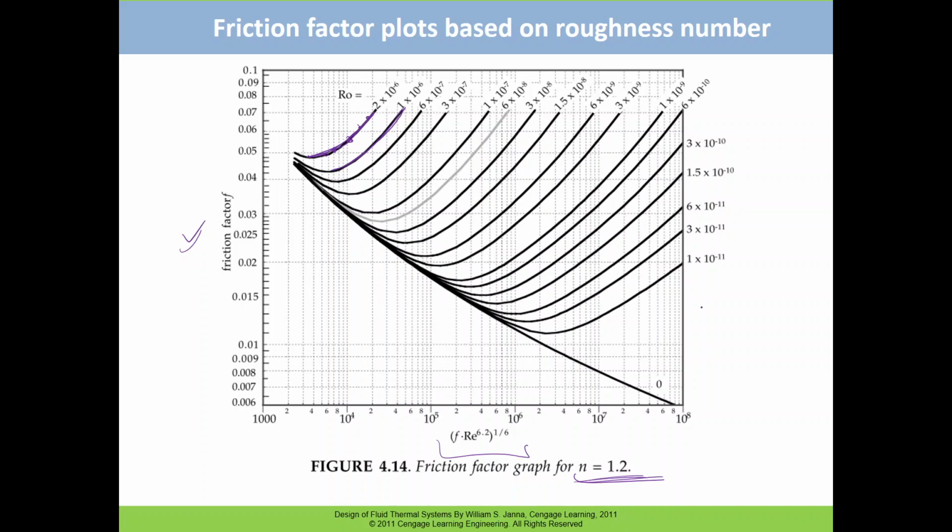So these curves help us to find out the friction factor for the given problem, because these are all non-dimensional numbers basically. F is non-dimensional, RE is non-dimensional, and RO is also non-dimensional. So how can we use these curves to solve our problems? Then we will see it through the problem.